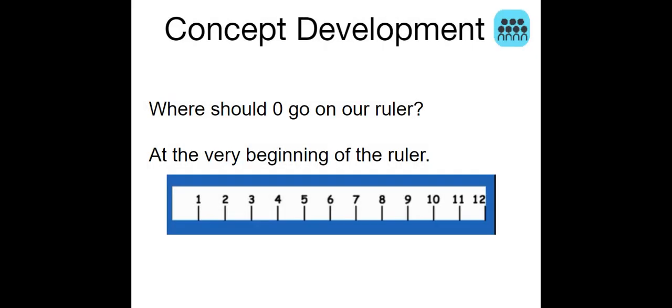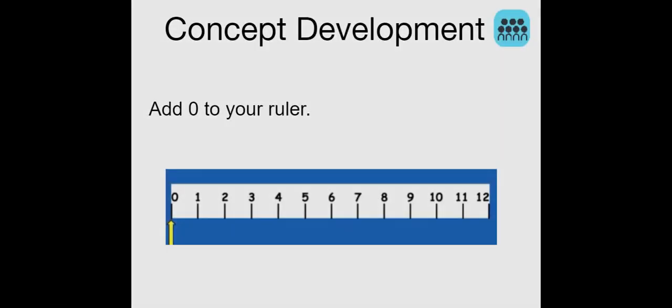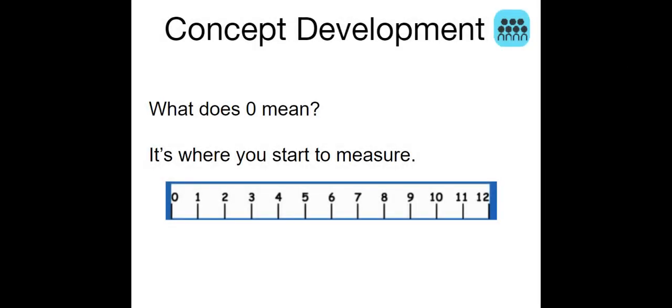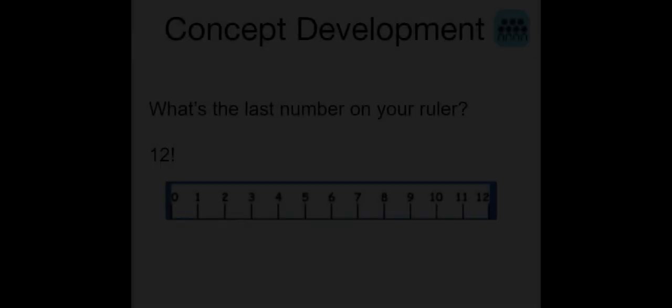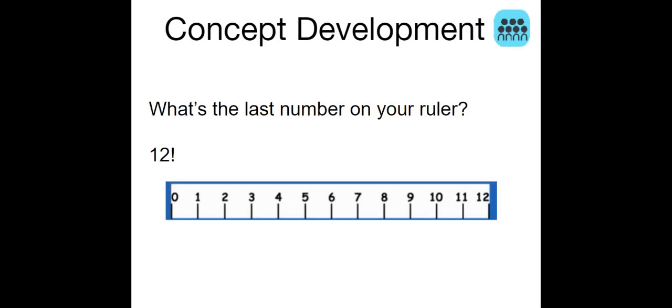Where should 0 go on this ruler? At the very beginning of the ruler. So right here on the end, label yours with a 0. And typically on a regular ruler, they give a little space at the end to start your measurement. So that's important to remember. What does 0 mean? Well, 0 means it's where you start to measure. That's your starting point.